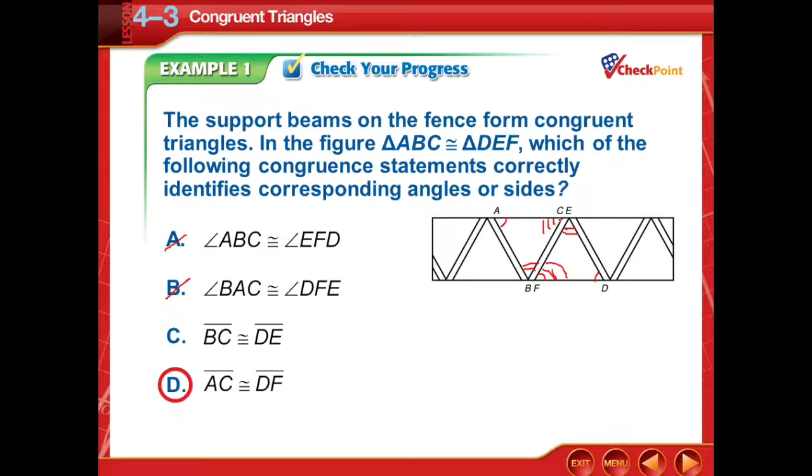BC would correspond to EF. 2 arcs to 3 arcs, 2 arcs to 3 arcs, so that rules out C. AC would correspond to DF, and therefore that is the only one that works, which is why D is correct.